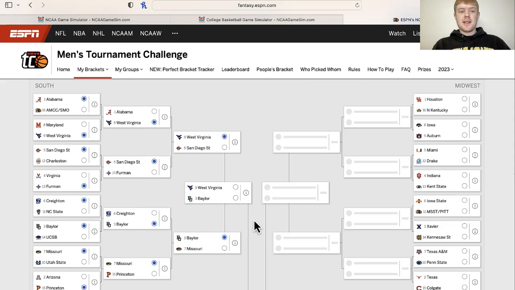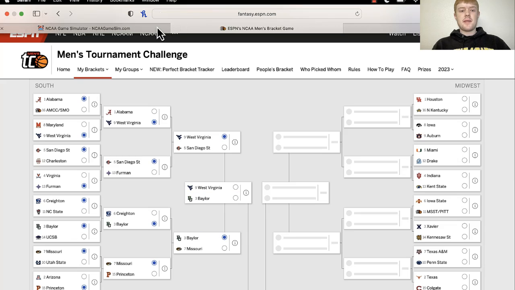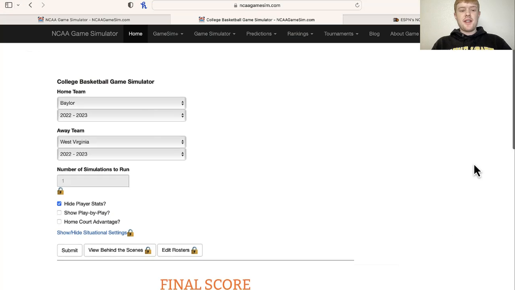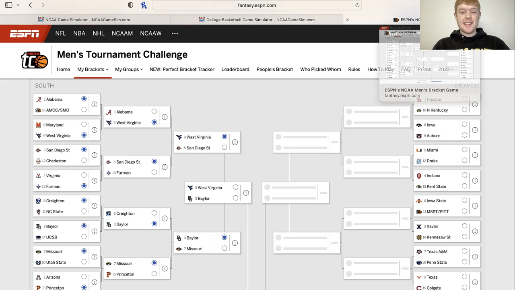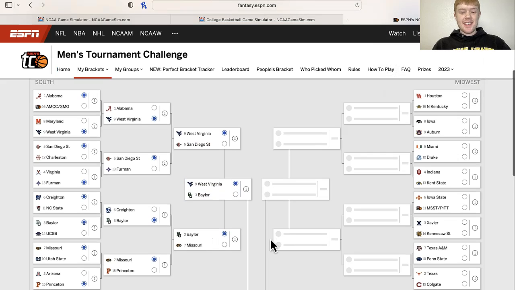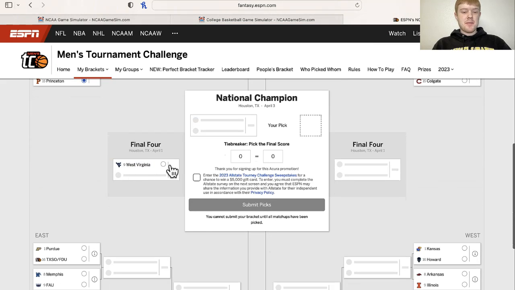Now we got the last matchup of the South region, West Virginia versus Baylor. A Big 12 matchup. And the team that will be moving on to the Final Four is West Virginia. They pull off another upset. This is insane. So West Virginia, the first team to move to the Final Four. Let's move on to the next region.